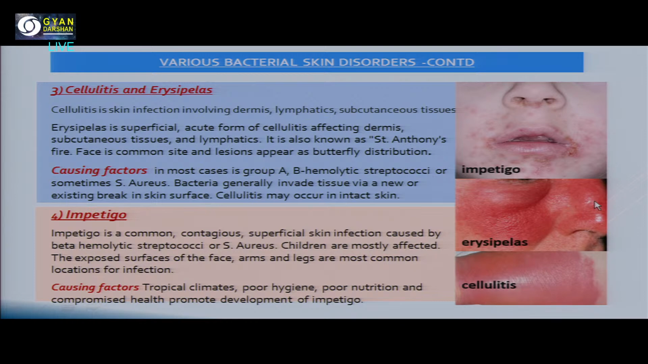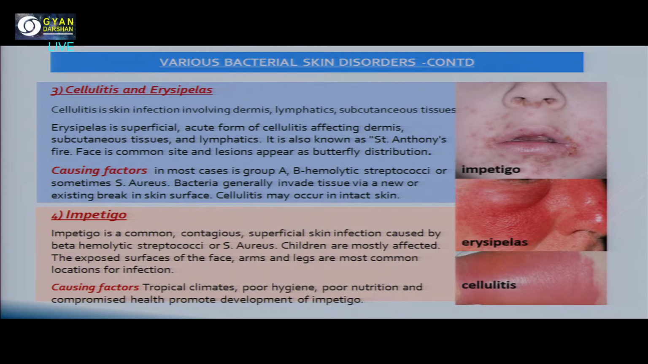Erysipelas usually presents in the form of a butterfly rash, and it is also known as Saint Anthony's fire because it gives a very sharp red color to your skin. The causative reasons are usually group A and B streptococcus, or sometimes Staphylococcus aureus may also be there. Bacteria generally invade the tissue and the skin, and cellulitis can also occur.